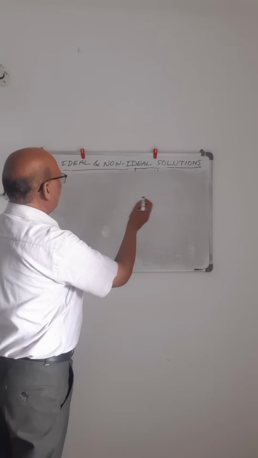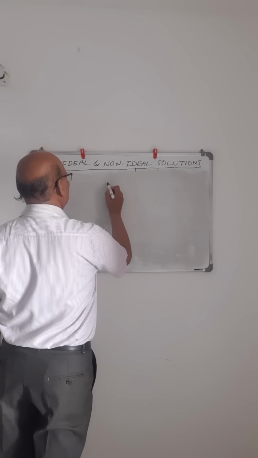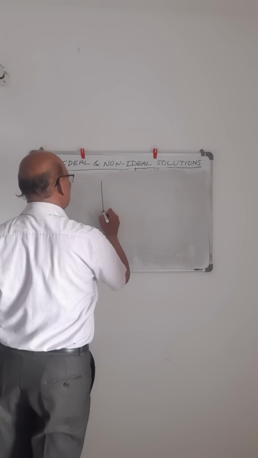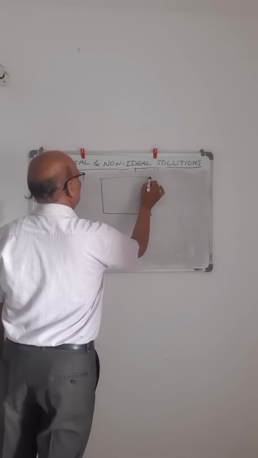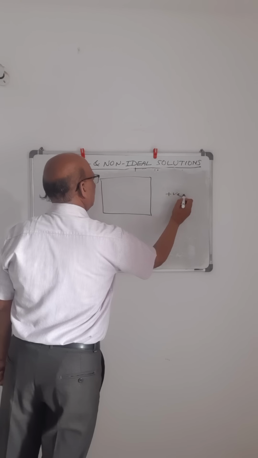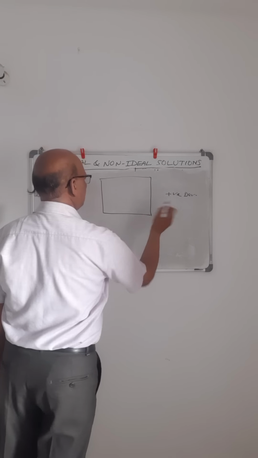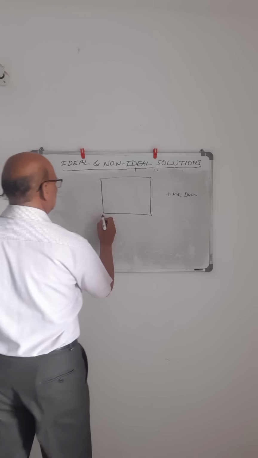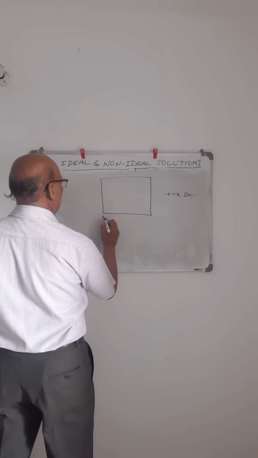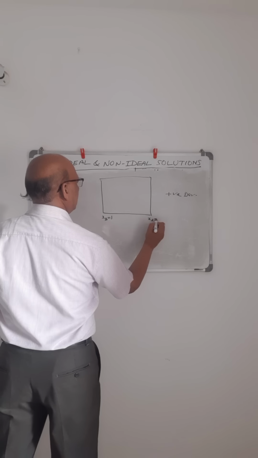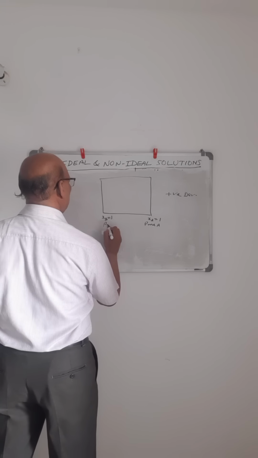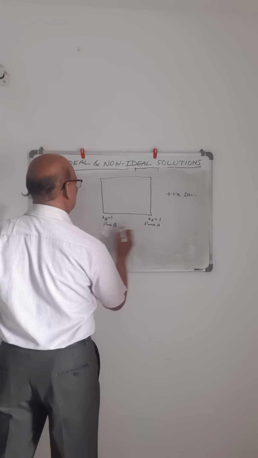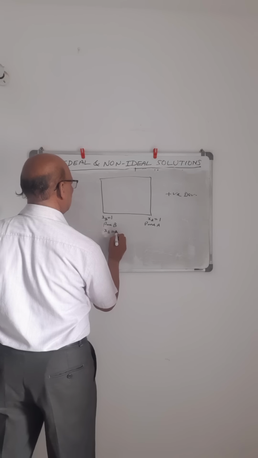Now how can we show this non-ideal solution graphically? First we had shown the ideal solution. Now let us show the solution with positive deviation. Suppose I want to show the positive deviation. So this is again XB equal to 1 and here XA equal to 1, that is pure A, and here it is pure B, meaning here XA equal to 0.